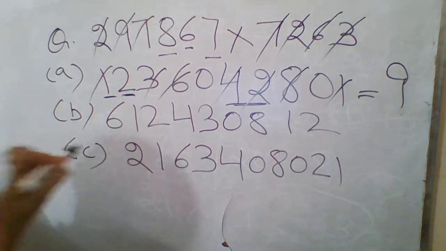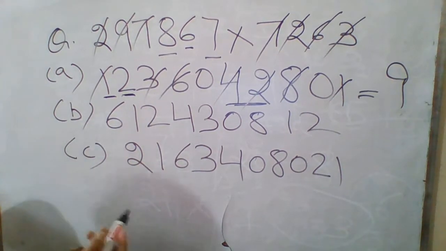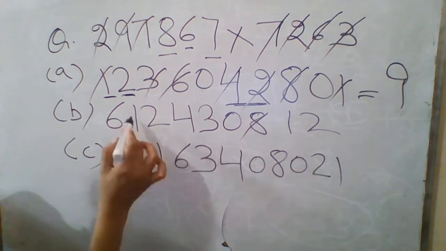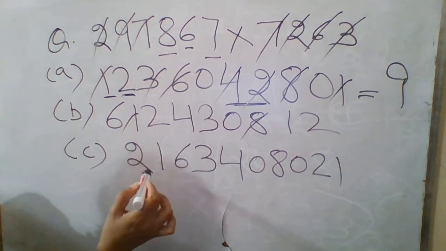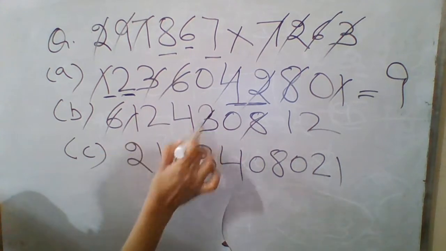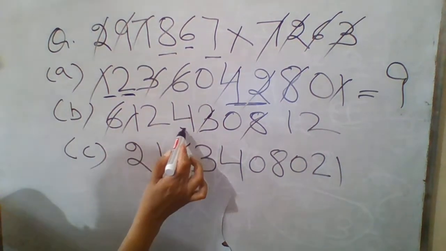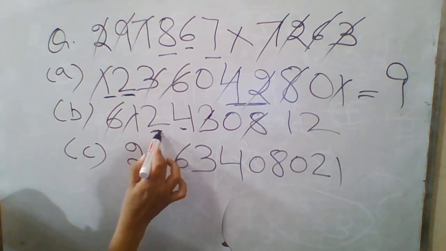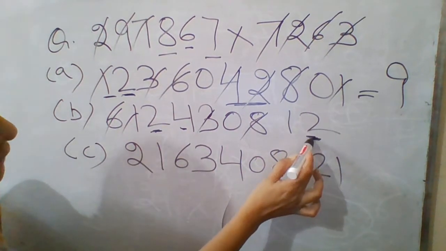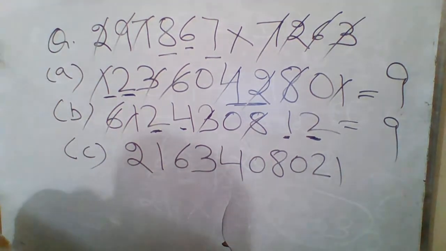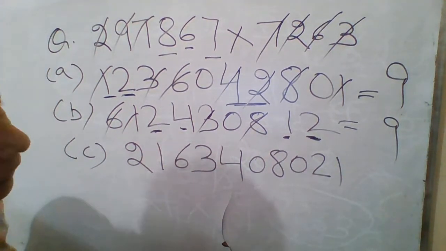Okay. In this option also, see, 8 plus 1 is 9. Then 6 plus 3 is 9. Then 4 plus 2 is 6. 6 plus 2 is 8. 8 plus 1 is 9. Again you got 9. This is actually something different and difficult also.